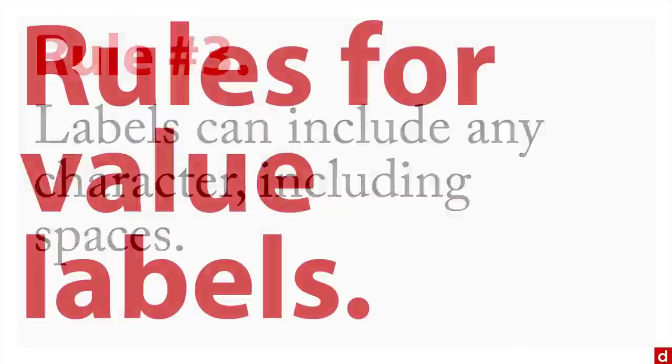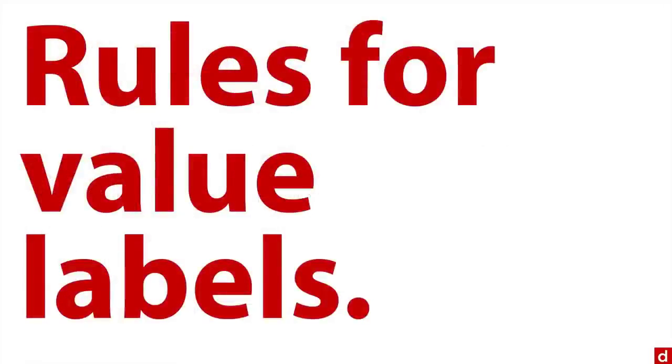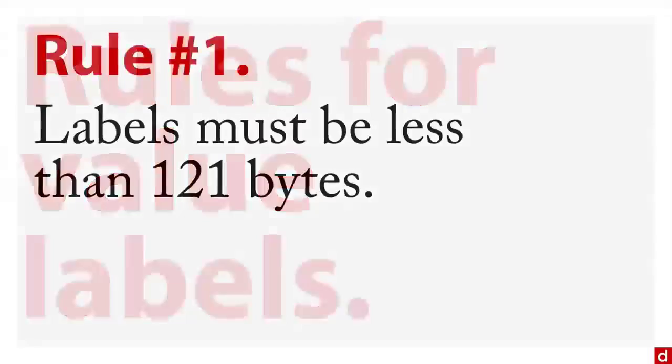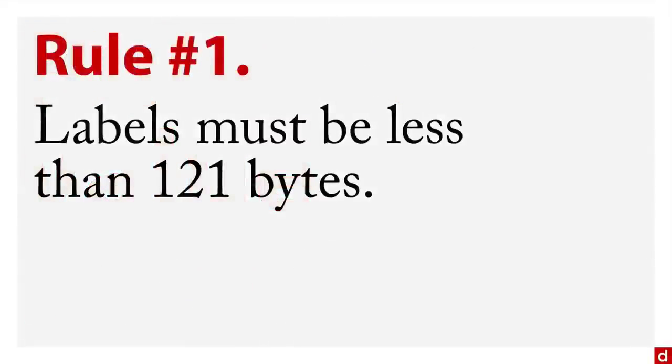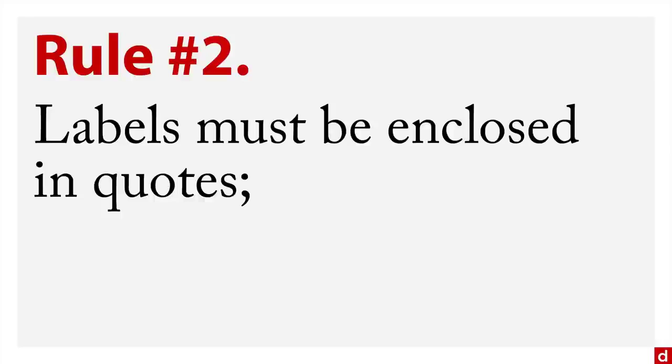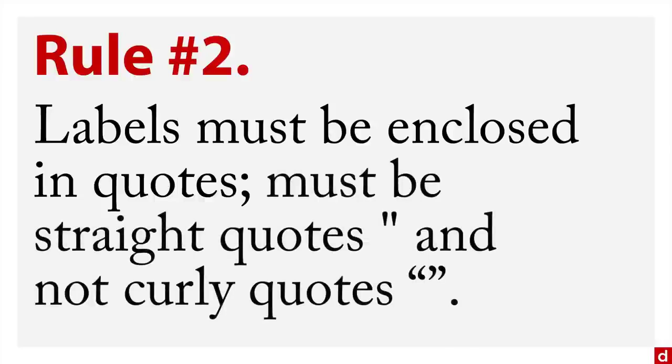The most important thing is to put value labels on there. So here are the rules for value labels. Rule number 1, they must be less than 121 bytes. That actually is really long. You generally want to keep your labels pretty short. Rule number 2, like the variable labels, the value labels must be enclosed in quotes, and they need to be the straight quotes and not curly quotes.